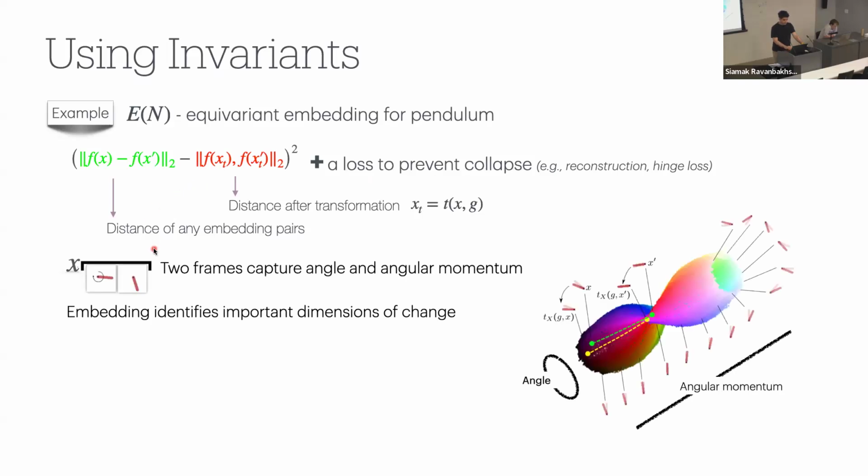So here's an example where we use this Euclidean embedding to embed a pendulum. We have a pendulum, and we have two snapshots of the image. The reason we have two is that with two snapshots, we can encode both the angle and the angular momentum.